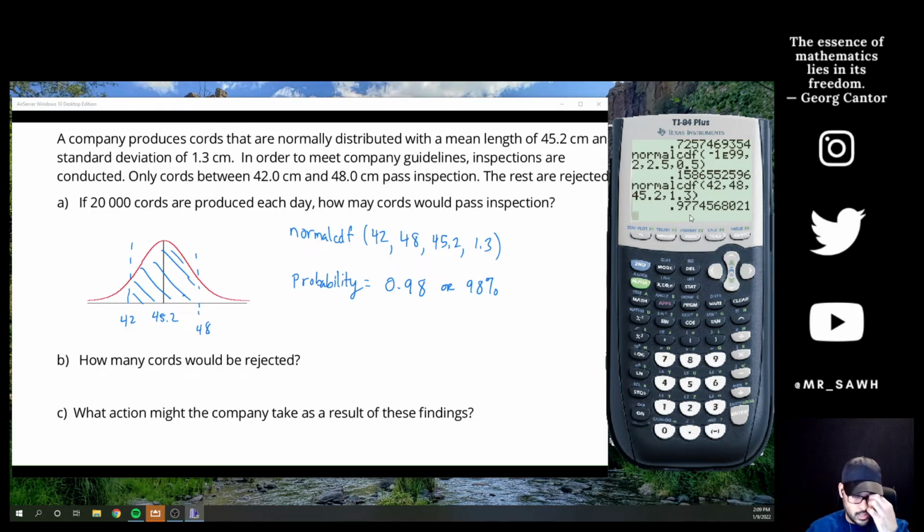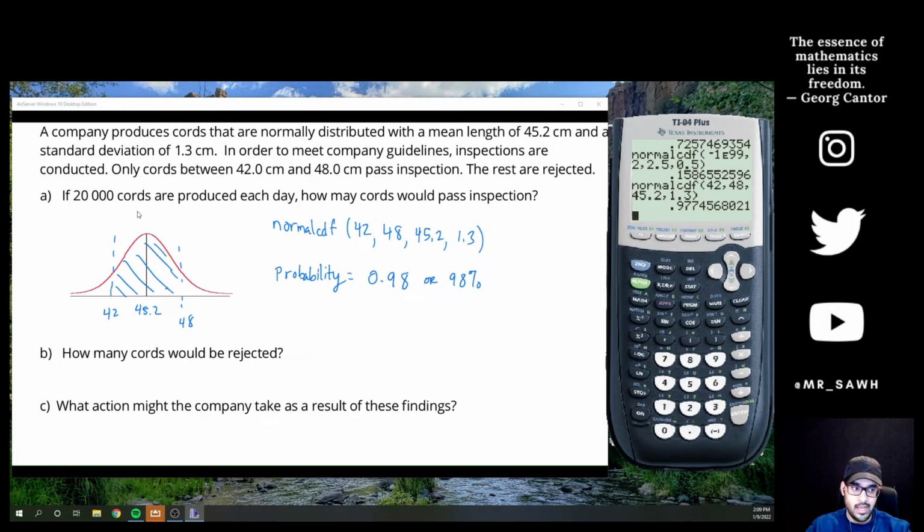Right? You don't really want this company to waste a lot of material. So this is a good number to have. Right? 98% of all the products they made we can keep. 2% get tossed. So I need to find out what 98% of the 20,000 chords being made happens to be. Because if I can do that, then I know how many chords we're actually keeping.